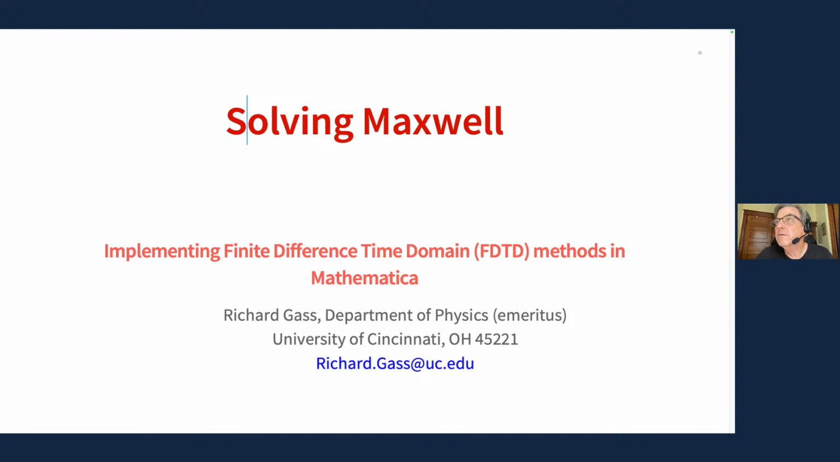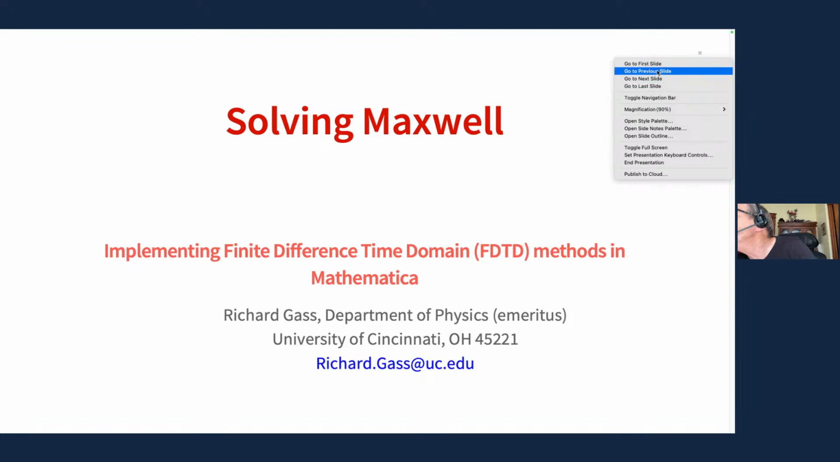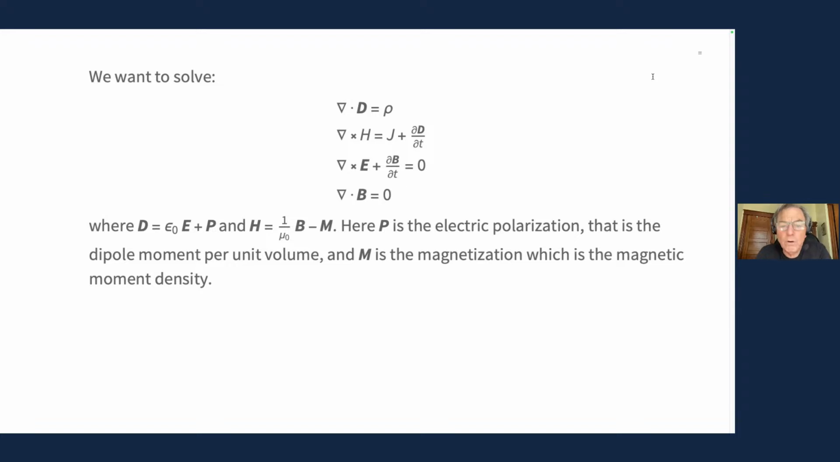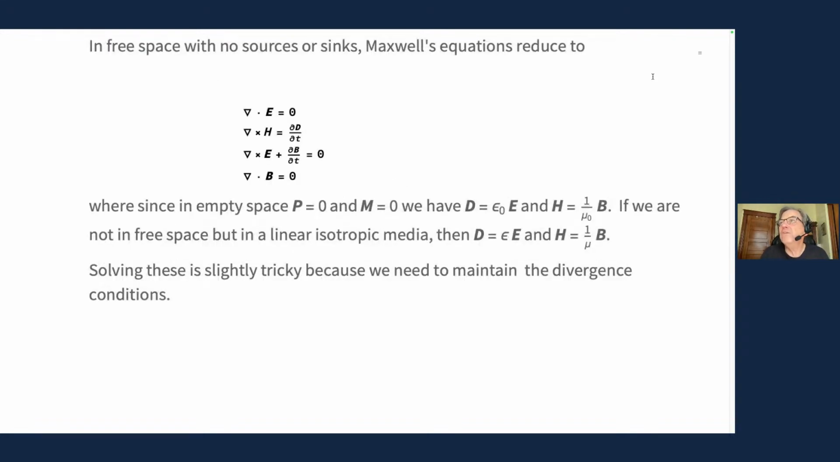Let me go to the next slide here. So here are the equations we want to solve. And these are in their full-blown generality with possibly electric polarizations as well as magnetic moment density, although I'll mostly be talking about the free space case. So in free space, these simplify since the polarization and the magnetic moment are zero.